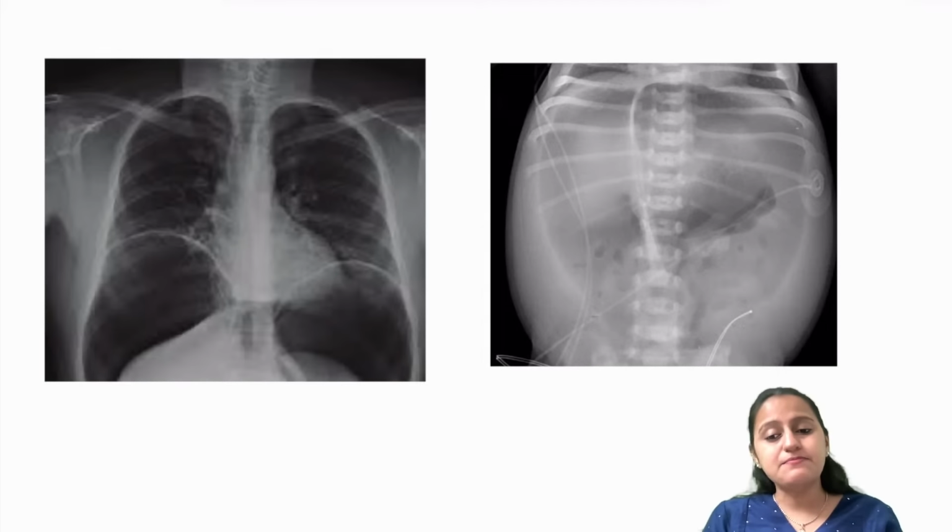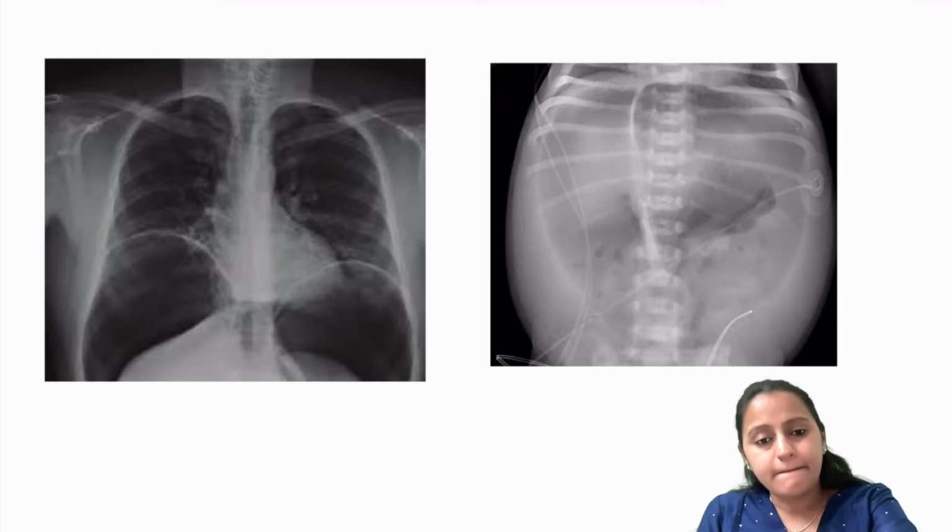Next one, very, very important. What are you seeing here? What is the first image, the left image, showing?